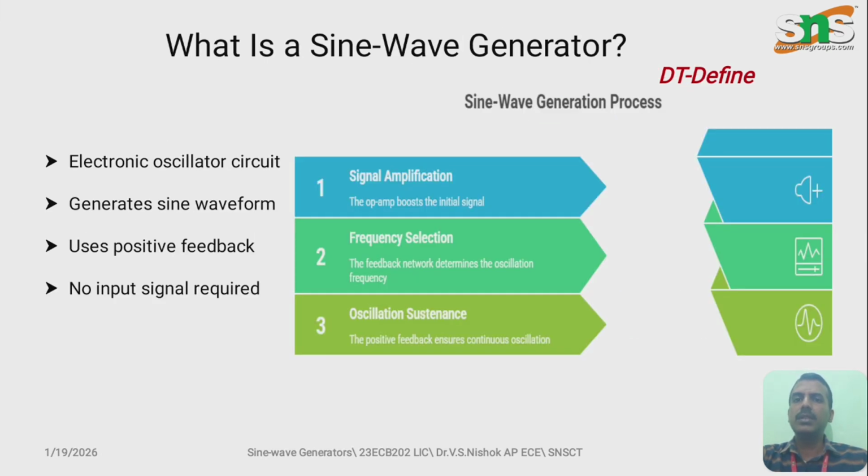And coming to what is a sine wave generator? A sine wave generator is an electronic oscillator. That is, without any input, there should be an output with feedback connected to the input of the operational amplifier. That is what we call a sine wave generator. So the generator provides the sine waveform without any drop in the output.